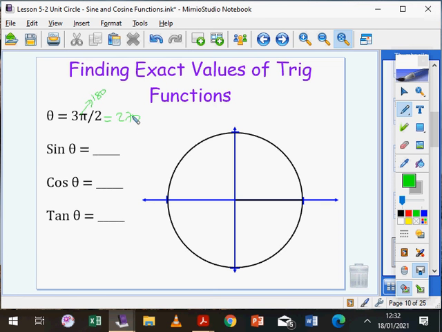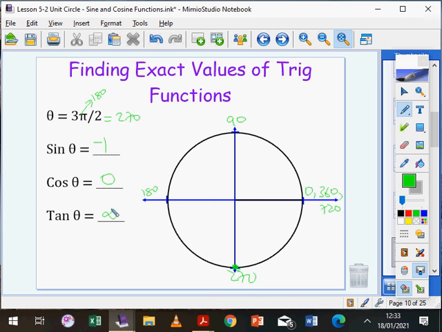You know this is 0, and when you come back, 360. And when you do another revolution, 720, and so on. This is 90, this is 180, this is 270. If you look at that, the x-coordinate of 270 is 0, so the cosine is 0. The y-coordinate of 270 is -1, so the sine is -1, and tan will be y divided by x, which is undefined.